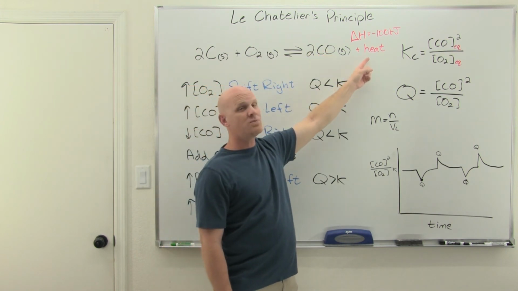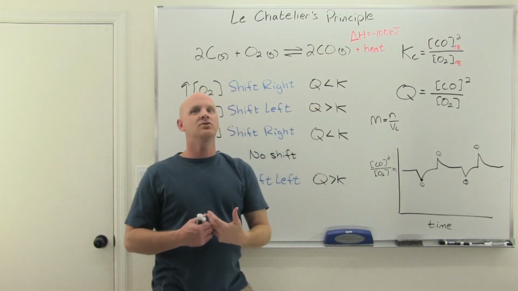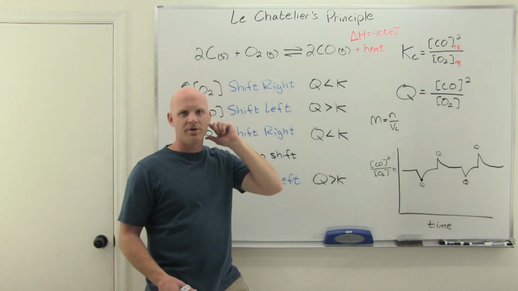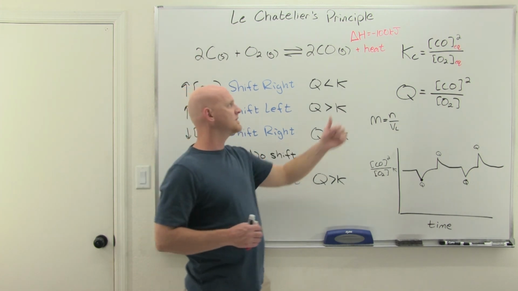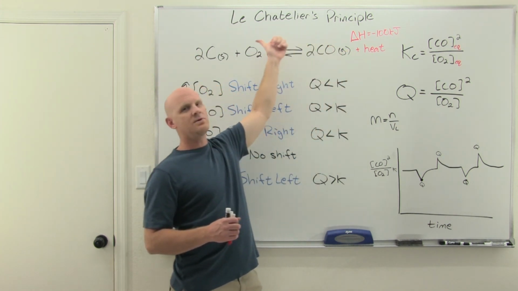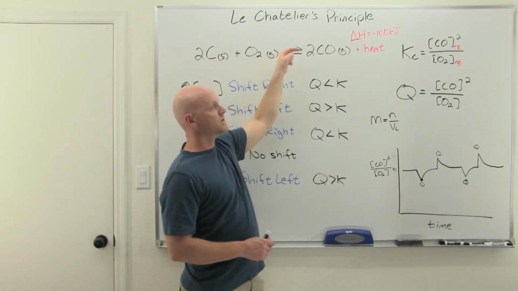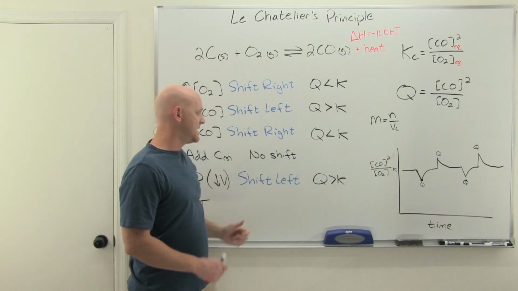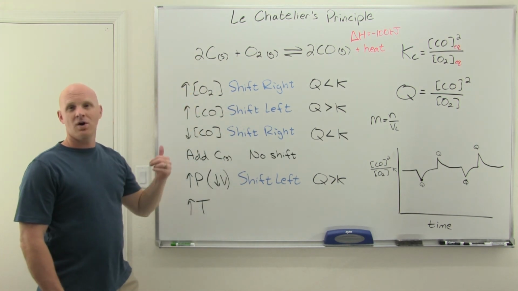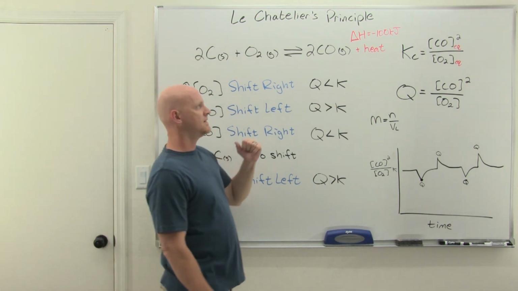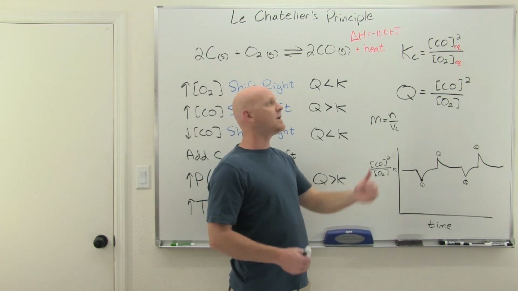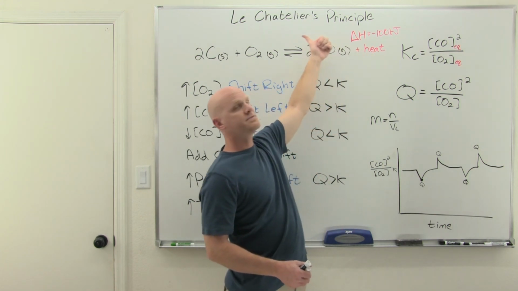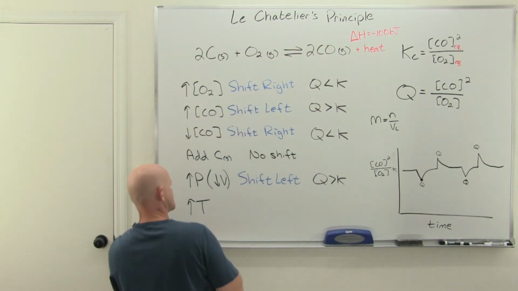And so if we add more heat, the problem is now we're going to have too much heat present to be at equilibrium. And how do we counteract that stress? We shift to the left to use up that heat. If it's an exothermic reaction in the forward direction, it would be an endothermic reaction in the reverse direction. And so again, if we've raised the temperature, now there's too much heat around. So how do I counteract the problem of having too much heat around? Use it up. Shift left in this case.